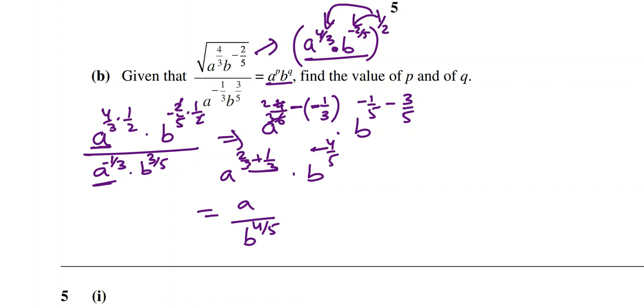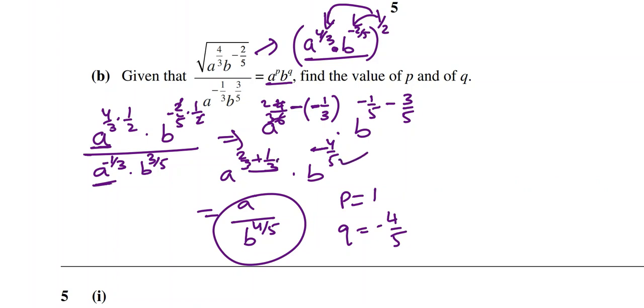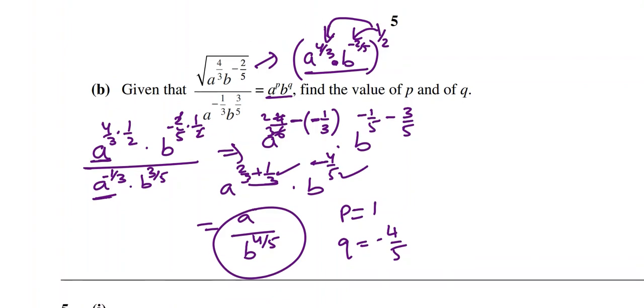So what did they ask us? To find p and q. So p is 1 and q is minus 4 fifth. This simplification was not needed because they wanted p and q. Done. Okay, next question please.